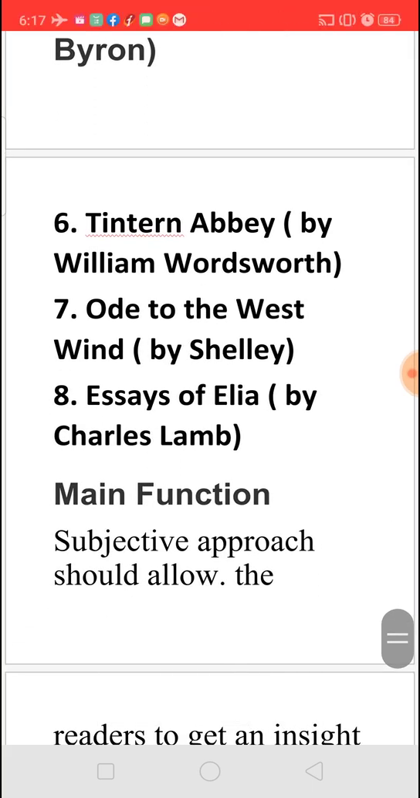William Wordsworth's Tintern Abbey is said to be the best example of subjective poetry, and also Shelley's Ode to the West Wind. And in essays, we can say that Charles Lamb's Essays of Elia are very good examples of subjective writing because they are almost autobiographical. So we come to know about his own experience; his thoughts, feelings and opinions are all expressed here.